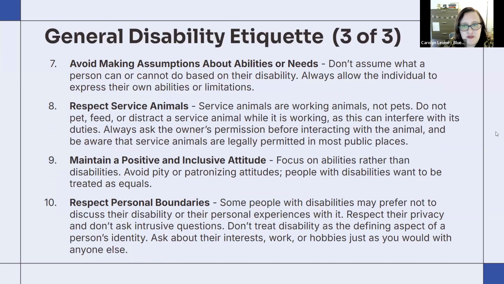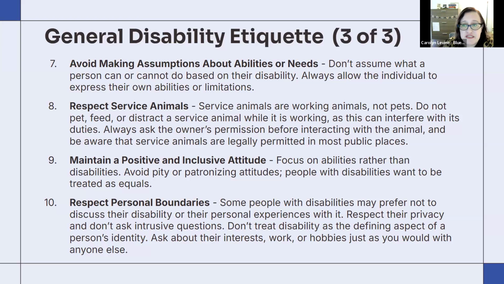So again, this is very similar to previous slides, but I feel like it cannot be said enough. Don't assume what a person can or cannot do based on their disability. Some students are going to be very open with you about their disability, and that's great. That's their prerogative. But again, we all have our own biases about different diagnoses and what that looks like. So just keep in mind that an autism diagnosis is going to look very different for one person versus another. And that's true for any diagnosis. So we want to treat people like individuals and let them show us what their abilities and limitations are.